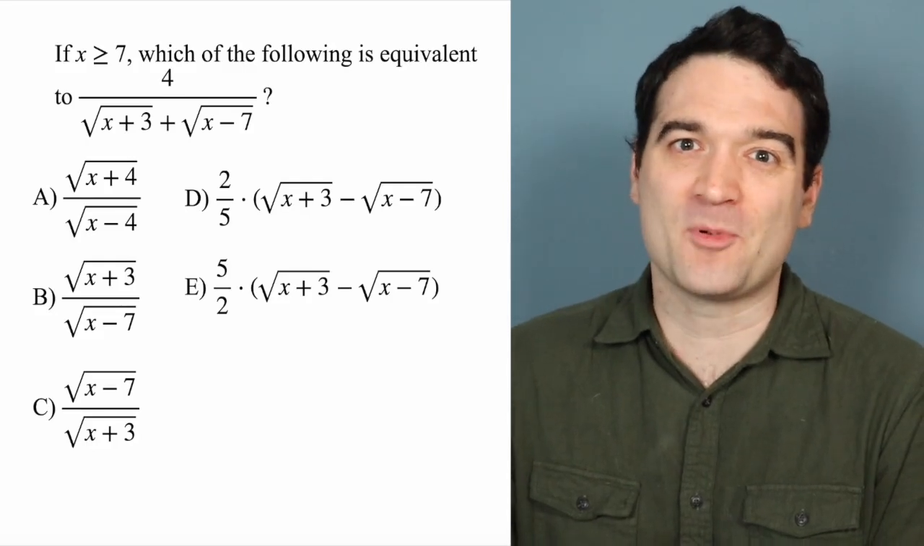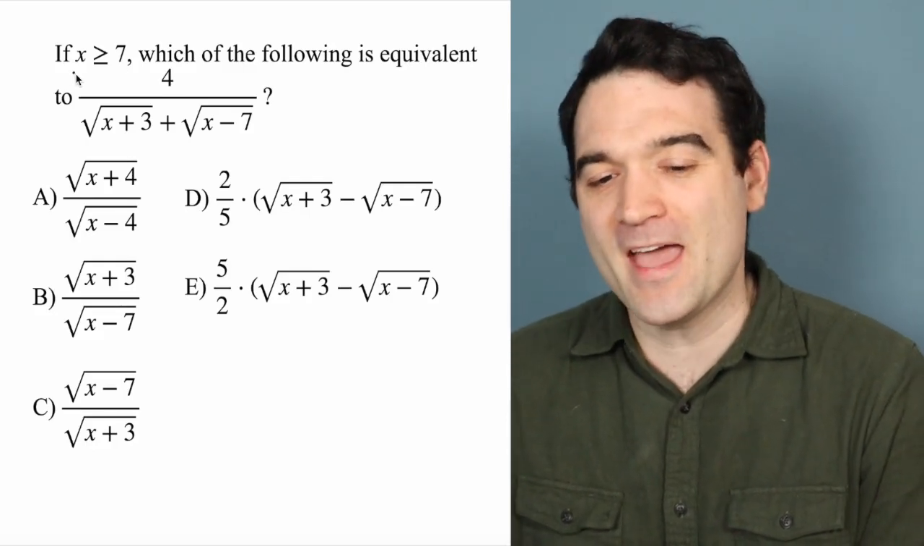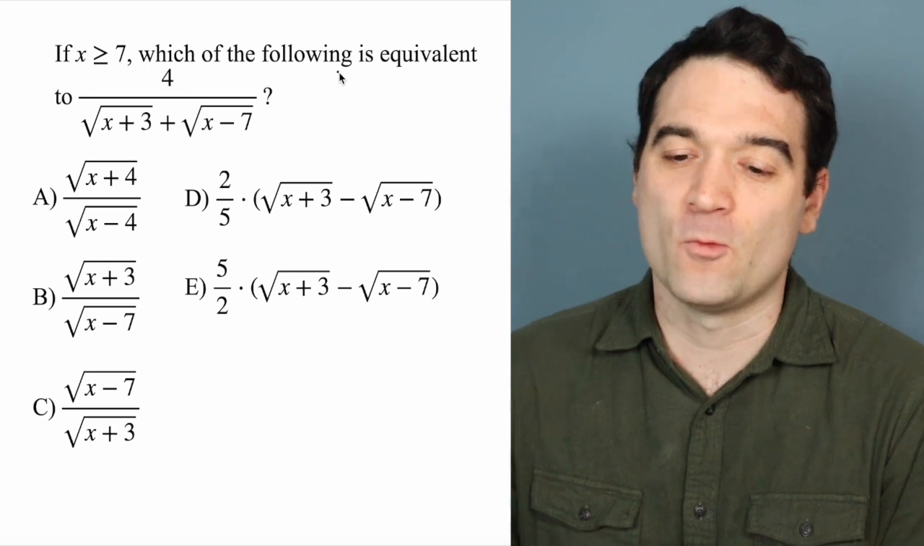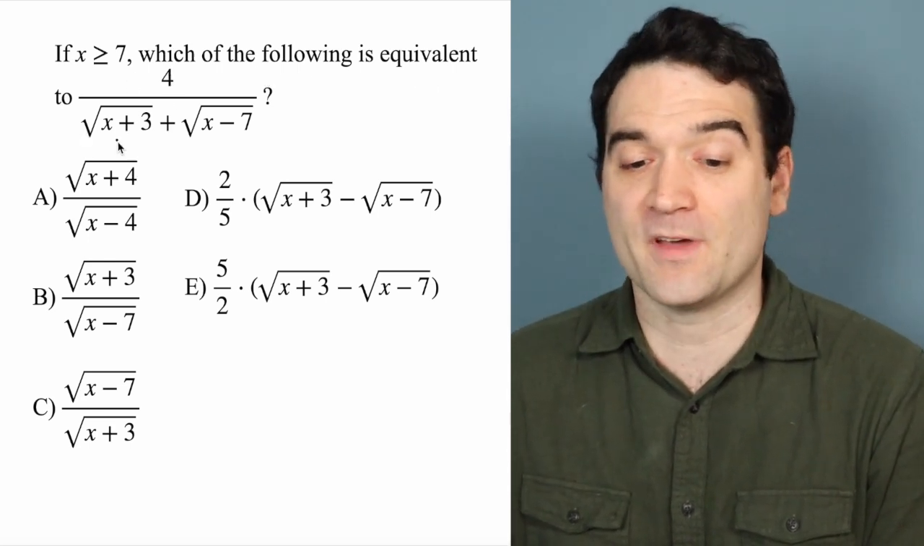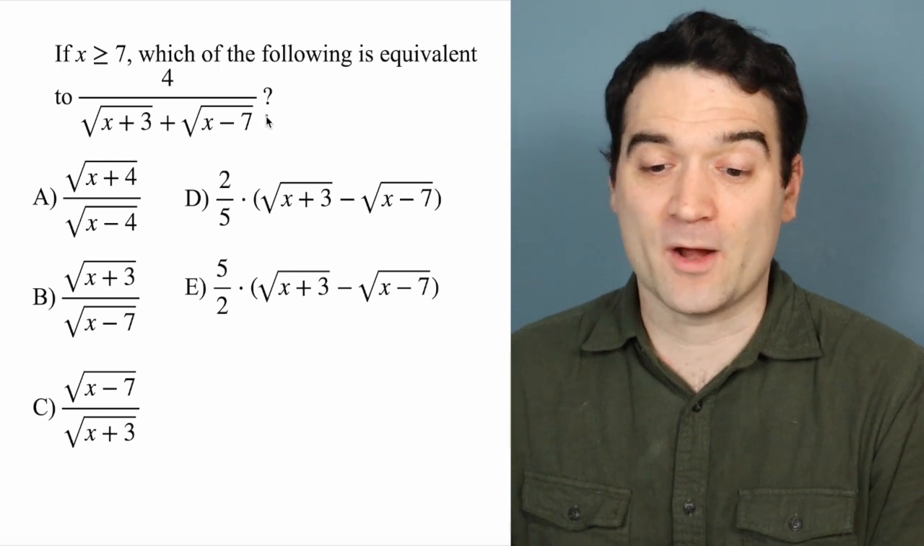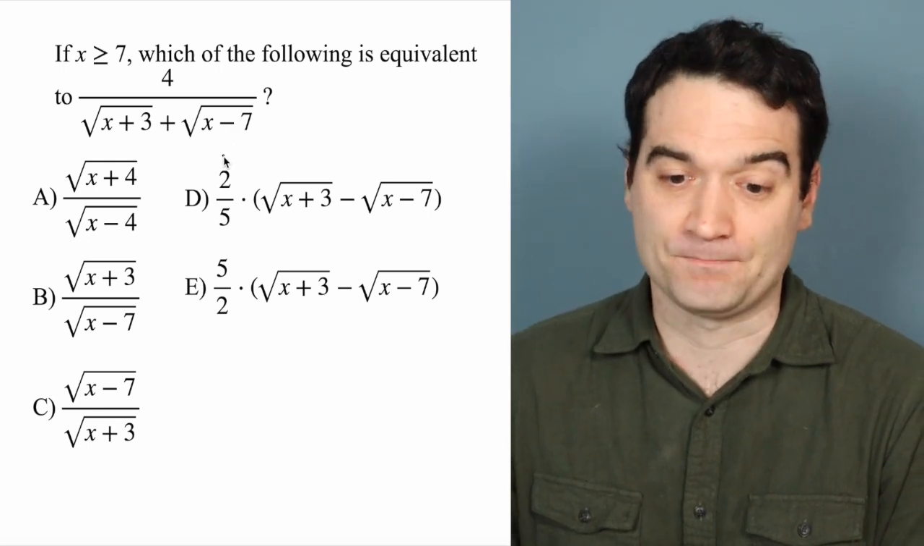Here's a GRE algebra problem. Let's take a look. If x is greater than or equal to 7, which of the following is equivalent to 4 over the square root of x plus 3 plus the square root of x minus 7?